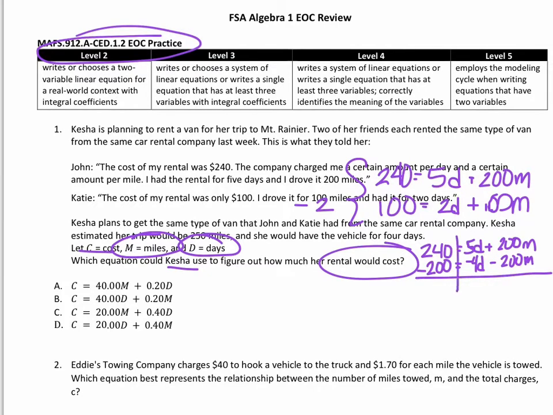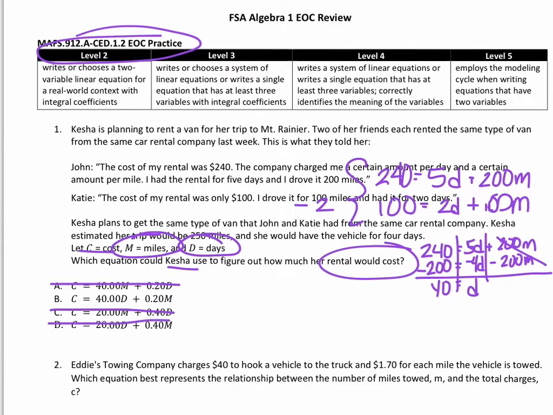Remember, now I have 3 equations. So I do 240 minus 200 is 40 equals 5D minus 4D is just a D, and then the 200 M's cancel. That tells me that for the day, they are charging me $40 a day. So you can go ahead and cross off the ones that do not include that. Now we got to figure out how much. Oh, look at that. That's all of them.